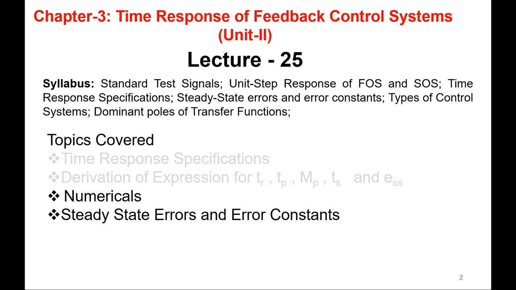Yesterday, we have seen the derivation for the expression for the peak overshoot Mp, right? There is no derivation for Ts and steady state error. We have seen the derivation for peak overshoot Mp, and we were solving a few numericals. We'll continue with this, and today we'll also see a few numericals. Once again, we'll start with the steady state errors and error constants. We'll continue.